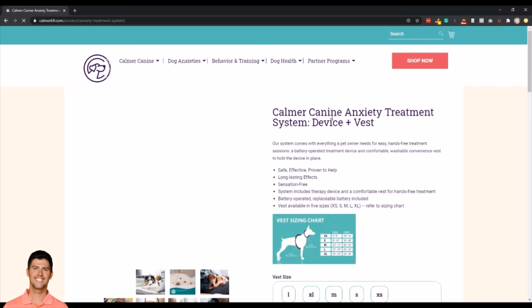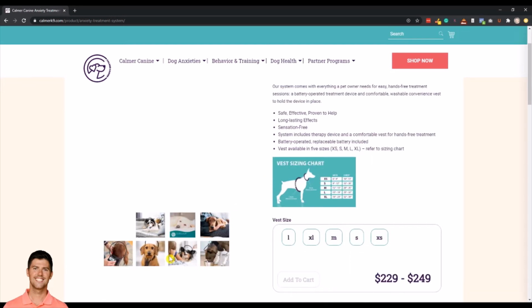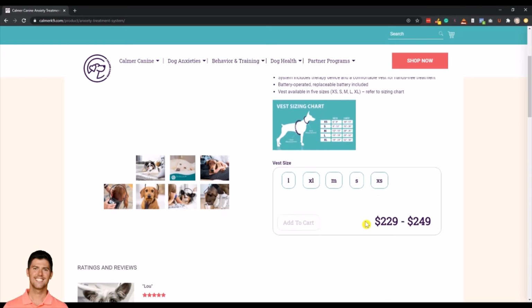Now I can see that they have a device and vest. Looks like they're vest, and I don't know if there's headphones. Our system comes with everything a pet owner needs for easy hands-free treatment sessions, a battery-operated treatment device, and comfortable washable convenience vest to hold the device in place. Awesome. So they're charging $229 to $250.